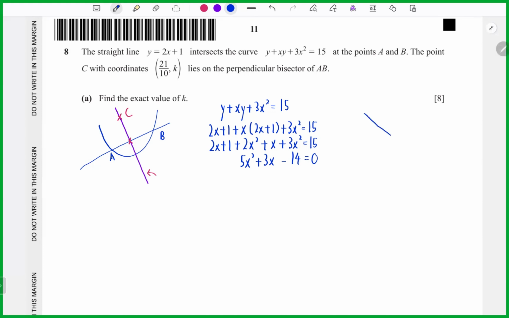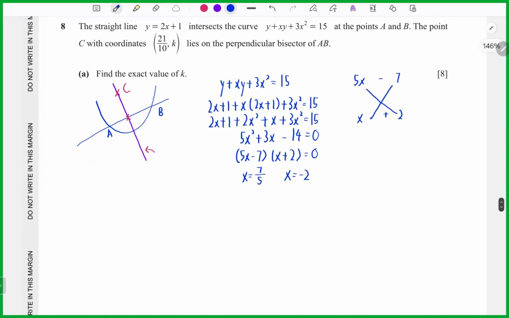Okay, doing the factorizations. Find x here. So I can try to separate out 2, 7, because I want to get positive 10 minus 7x. So I will get positive 3x. So (5x − 7)(x + 2) = 0. x equals 7 over 5, x equals negative 2.